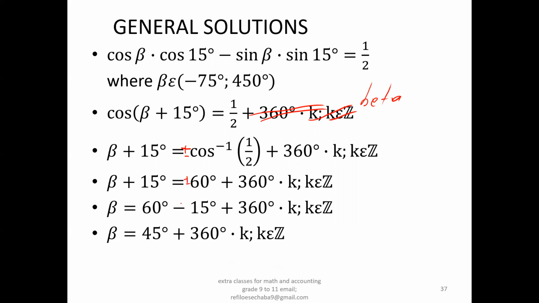What are you going to have? It's gonna be beta plus 15 equals negative 60. Okay. And then beta equals negative 60 minus 15. And then beta equals negative 75 degrees. Perfect. We're still good.